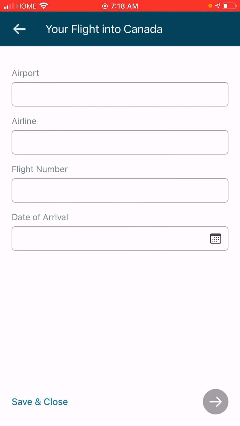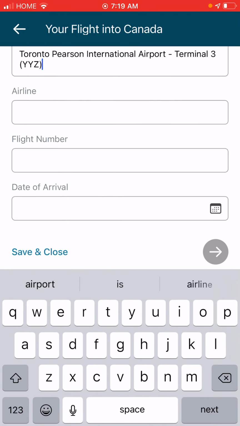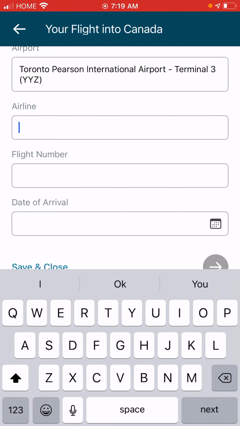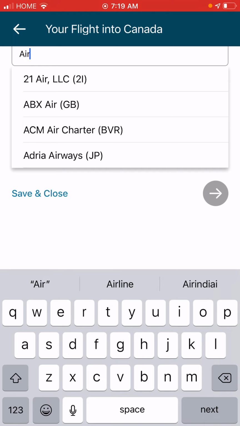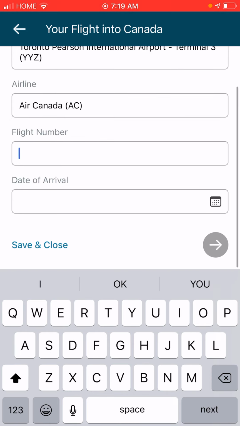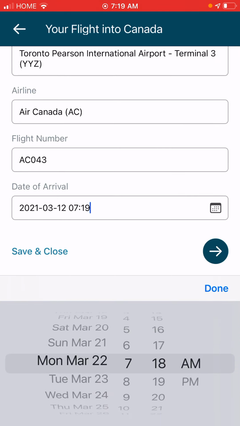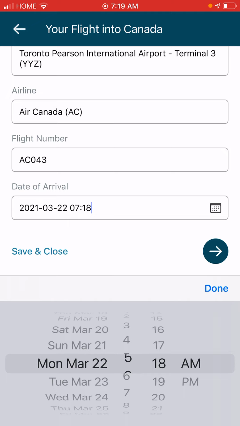Click on next. Airport. Let's say at this moment only 4 airports are allowed to handle international traffic in Canada. So that is why I selected Toronto Pearson, because this is one of those airports. So I'm selecting just a sample, AC043, because this is the direct flight between New Delhi and Toronto, and it comes around 5:30 a.m. every day.